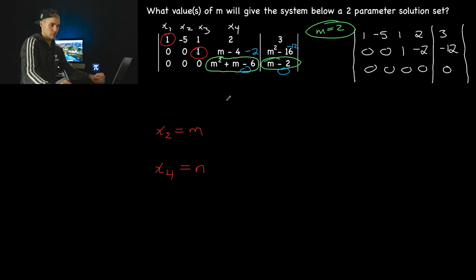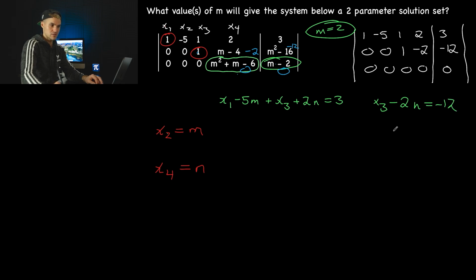And then let's make an equation here with the first row. So we'll have x1 minus 5x2, and actually x2 is equal to m. So let's just plug in the m right away. So this is going to be minus 5m plus x3, that's not a free variable, plus 2x4, and x4 is equal to n, and that's going to equal 3. And then over here with the second row, we could say x3 minus 2x4, which is n, is equal to -12, right? So notice that x3 is equal to -12 plus 2n. So that's the solution for x3.